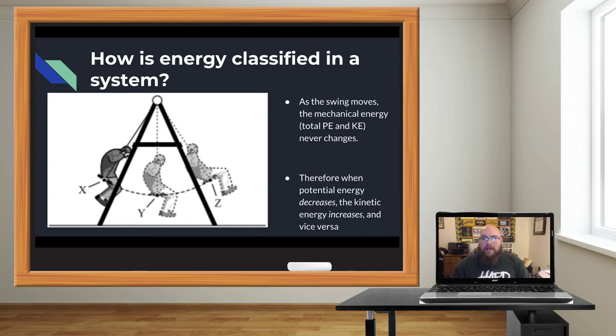A major thing we definitely need to understand is that, because of all of this and how potential and kinetic energy work here, when potential energy decreases, kinetic energy increases in a system. Also, the opposite occurs. That's what it means by vice versa. As kinetic energy decreases, potential energy will increase. So, these two energies are highly, highly related.